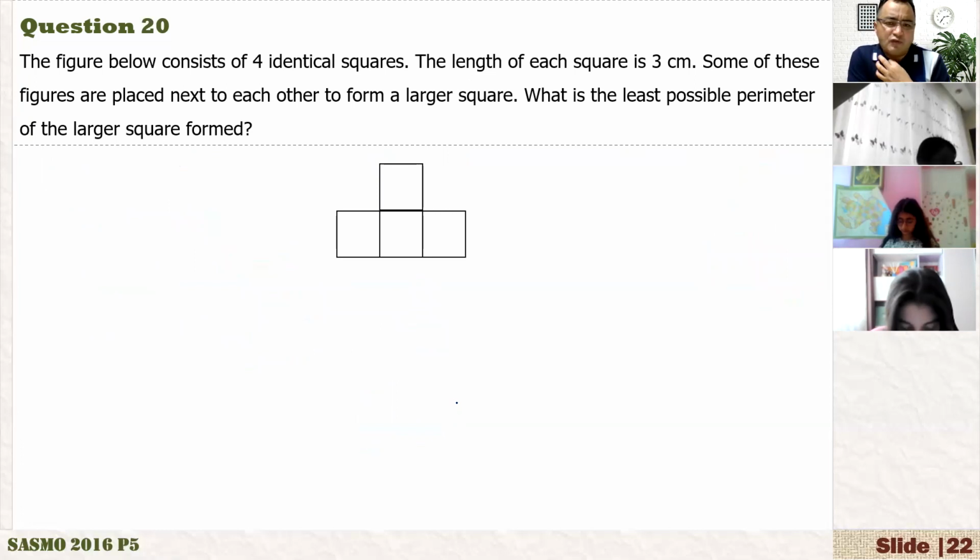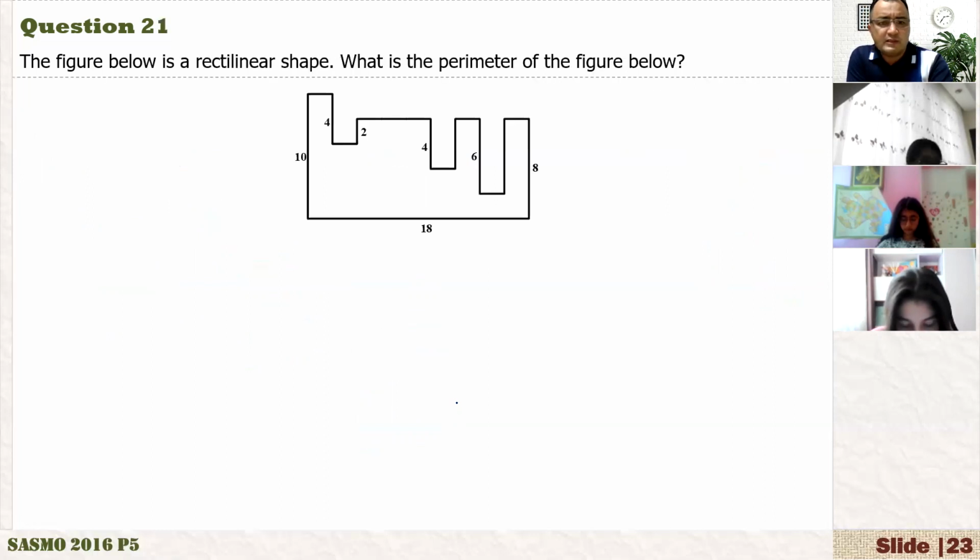Girls, there's something wrong with this question. I will skip it for now until I correct this.